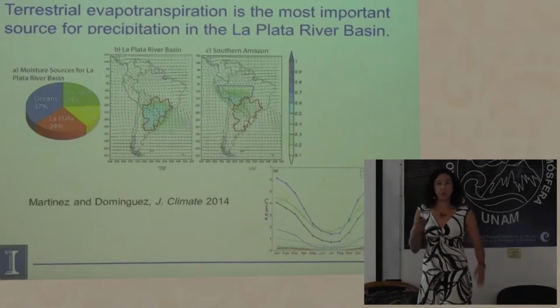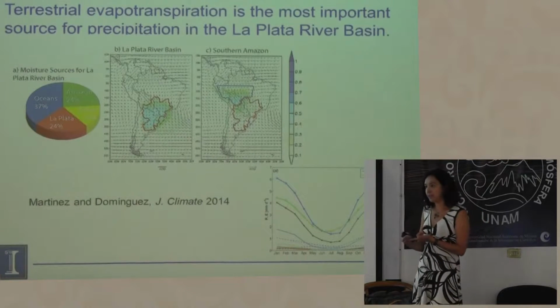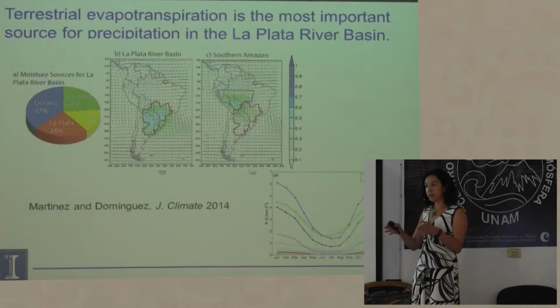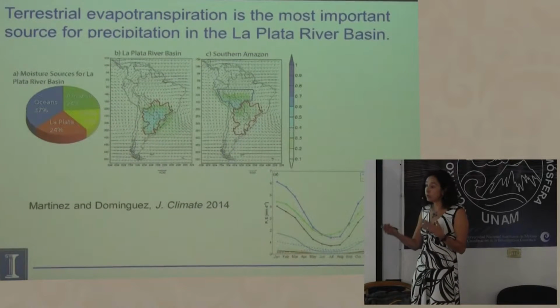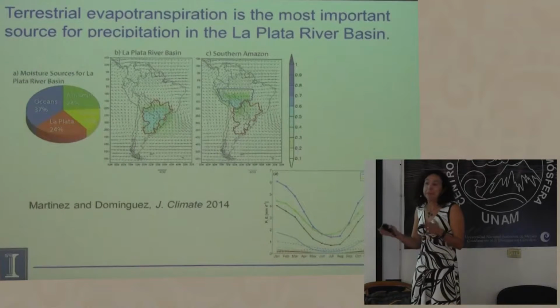Okay. So basically, what is the uncertainty of these estimates given that this is a model product? So this is, it is coupled. So ERA-Interim does have a land component. So you do have estimates of evapotranspiration. How good is that?